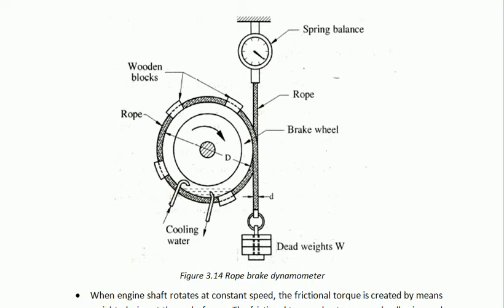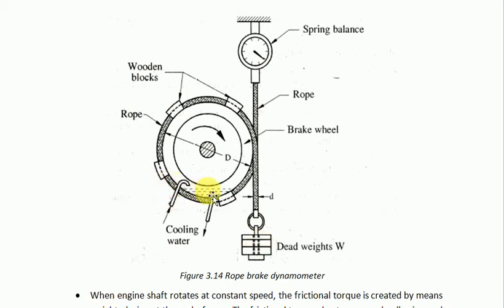Friends, in this figure you are seeing the rope brake dynamometer. In the rope brake dynamometer, if you see the construction, one end of the rope is attached to a spring balance, and this spring balance is hung at some fixed point. This rope is rolled over a drum which is connected to the engine output shaft, and here some dead weights are there. Now, how does it work?